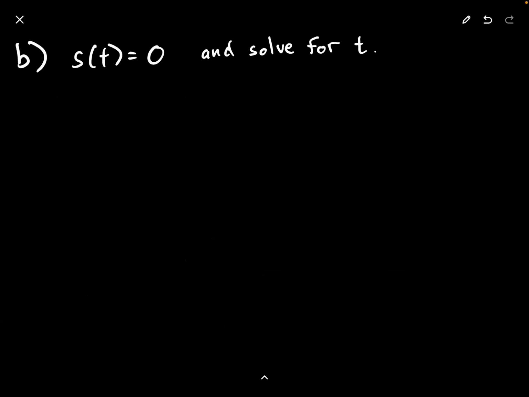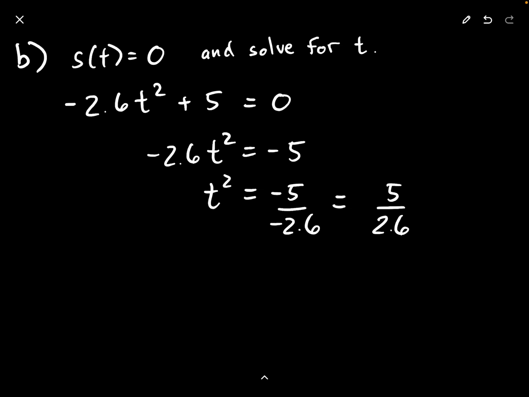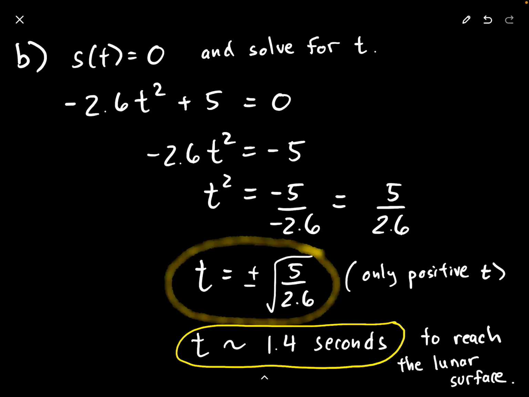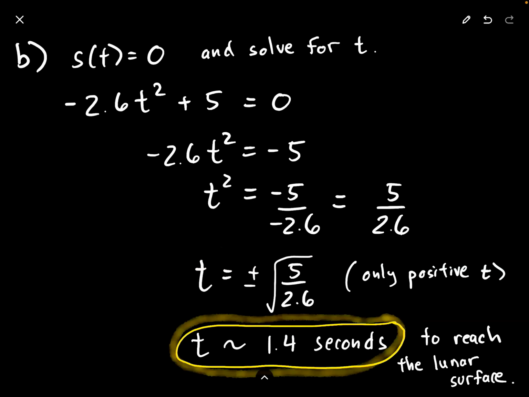For part B, we want to find out how long it takes to reach the lunar surface. So in that case, we want to find the time t when s is 0. So we'll set s(t) equal to 0 and solve for t. We can subtract 5 and then isolate t squared by dividing both sides by minus 2.6. The two negatives will cancel out, and t squared is equal to 5 over 2.6. Then we can solve for t. We're square rooting a square, so it's plus or minus the square root of 5 over 2.6. But in this problem, we will only consider positive t. And if you calculate this in decimals, it's around 1.4 seconds for the hammer and feather to reach the lunar surface.